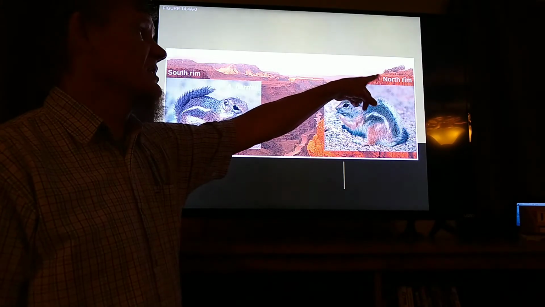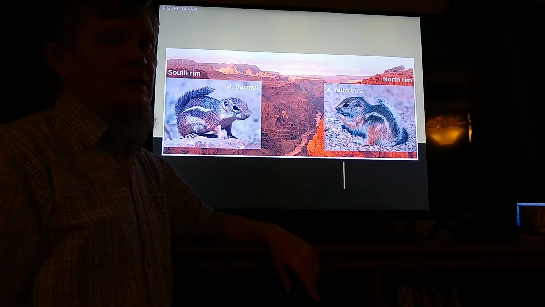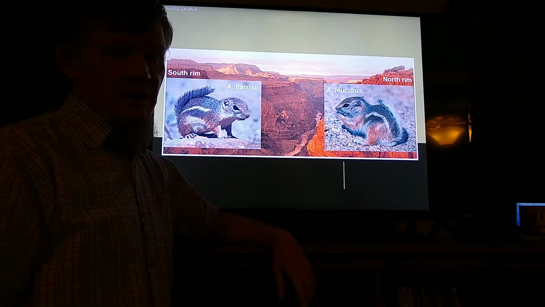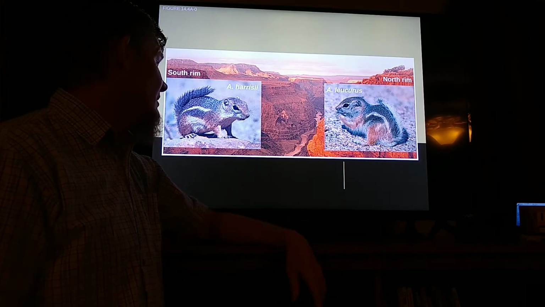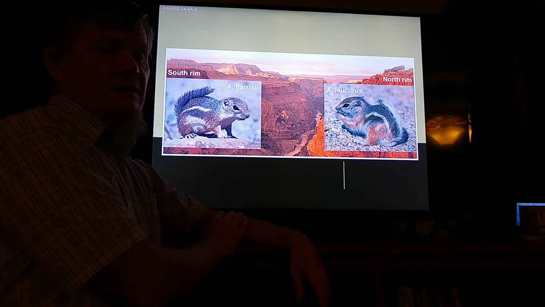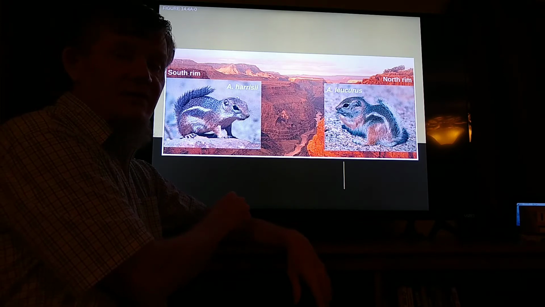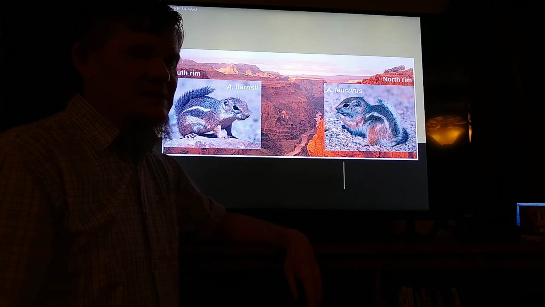Is a squirrel going to scamper all the way down to the bottom of the river and then all the way back up again? No. This is a definite, obvious barrier. Genetic testing has proven that these two are separate species, different species that were separated by this natural feature. This is geographic isolation. Geographic isolation causes allopatric speciation.